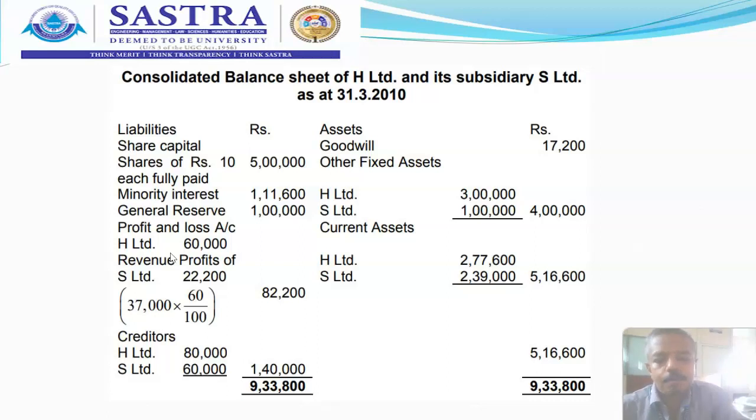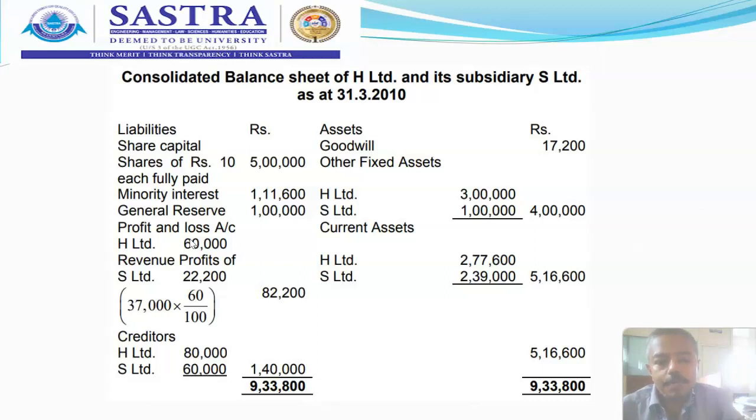Then we used that amount for calculating goodwill as well as minority interest. So take only the H Limited portion. Now take the general reserve as it is from the balance sheet of H Limited, and then the profit and loss account. In this H Limited profit and loss account, which means current year profit, is rupees 60,000, whereas in the S Limited balance sheet, they have the revenue profit of rupees 37,000, which we have calculated.